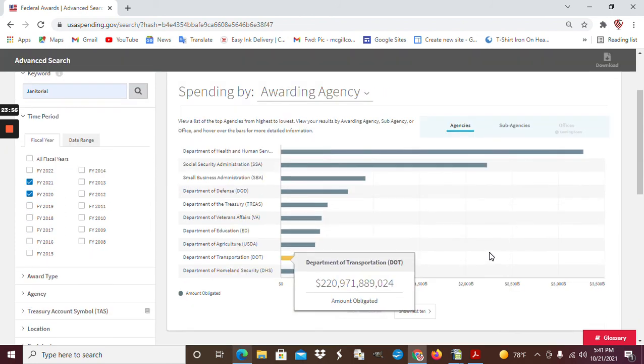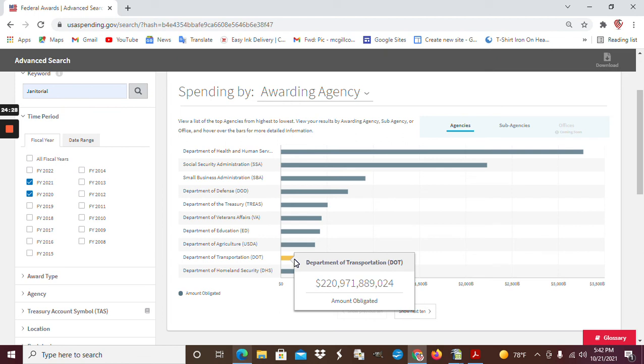So if I'm in the janitorial business and I've got an uncle who works with the Department of Transportation, I say, okay, shoot, I'm just going to target where he's working. I go here and look to see how much they spent last year and so far this year. They spent $220 billion so far. Yeah, I can throw some bids on some contracts out there, but they aren't really spending a whole lot of money, based on the top five. You see what I'm saying?